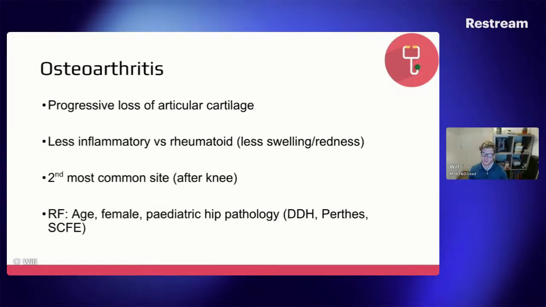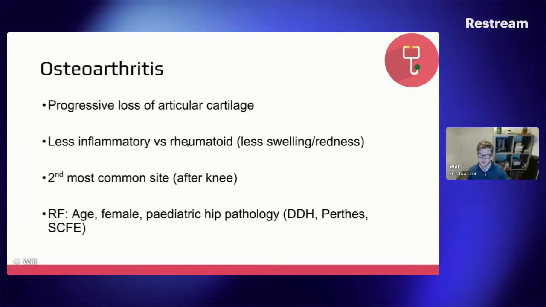So coming on to the other big topic in hip orthopedics, and orthopedics in general, is osteoarthritis. As I'm sure most of you know, osteoarthritis is the progressive loss of articular cartilage in any joint, but specifically in this case, in the hip joint.